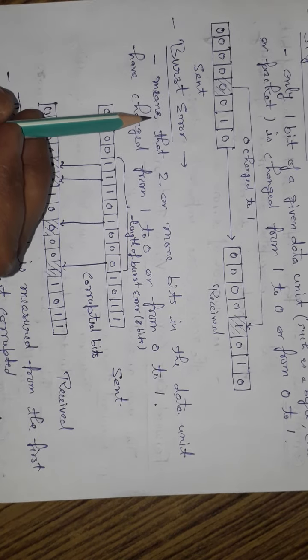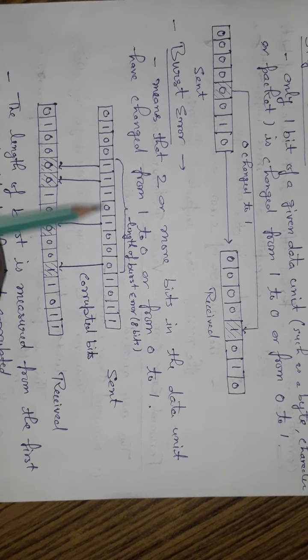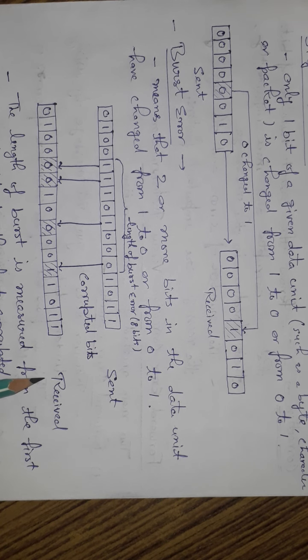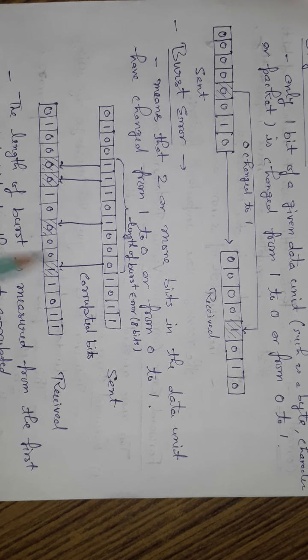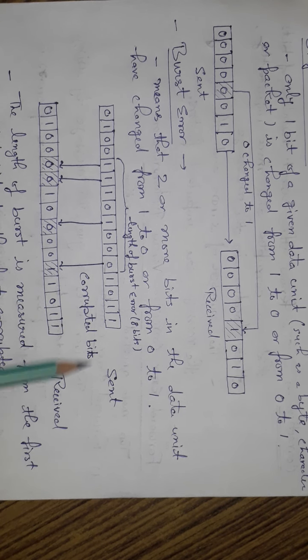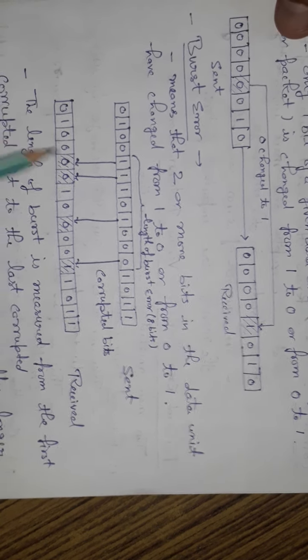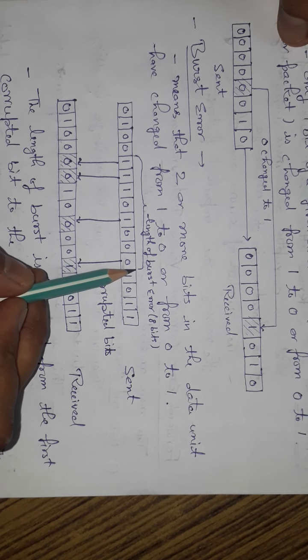In burst error, two or more bits change. That is the stream at the sender, and this is the stream at the receiver. So we are seeing that 1, 2, 3, 4 bits have changed. These are the corrupted bits, either from 0 to 1 or from 1 to 0, from the starting bit to the ending bit.